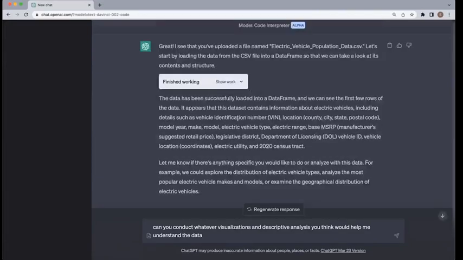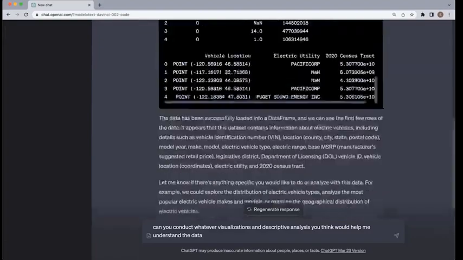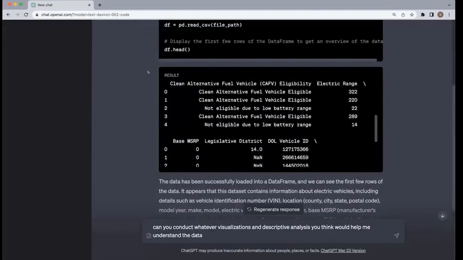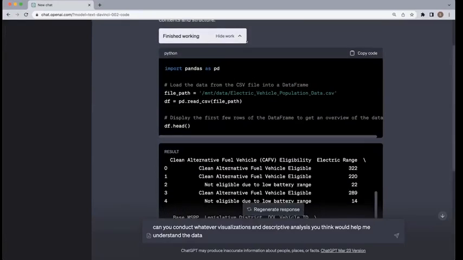It's loaded the data and it says, it looks like the data contains VIN, location, model year, make, vehicle type, MSRP, and Department of Licensing, vehicle ID, some locations, utility, and some census tracking. So what producer Nick gave us was the electric vehicle population data. And it figured out what's in there, and it's reflecting that back to you in plain English. Correct. It is. And it's saying, hey, I'm ready to do something. It's loaded it into a Python library called Pandas, which is what a lot of data scientists would use to start analyzing data.